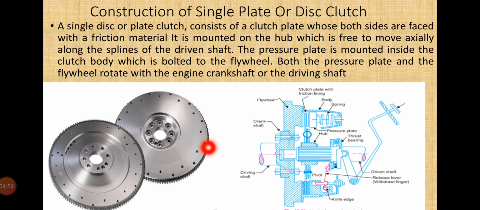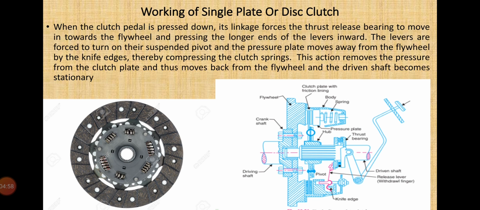Now this is the working of a single plate or disc clutch. When the clutch pedal is pressed down, its linkage forces the thrust release bearing to move forward, towards the flywheel end, pressing the longer end of the lever inward. As you can see in the diagram, the levers are forced to turn on their suspended pivot and the pressure plate moves away from the flywheel by the knife edge.